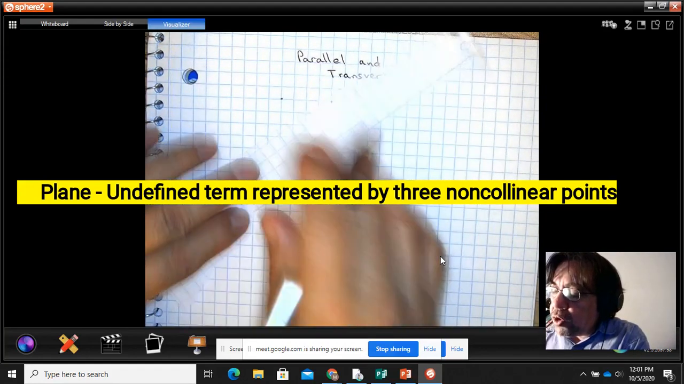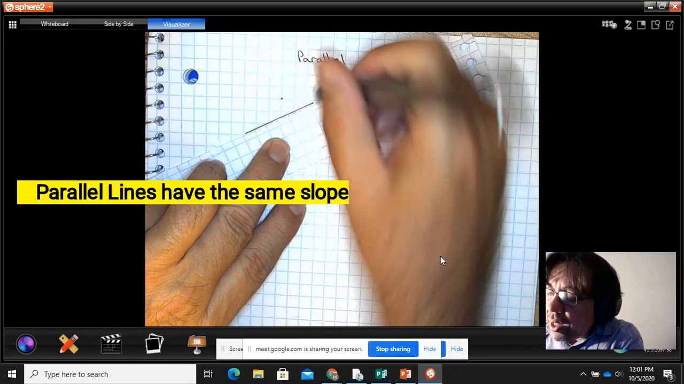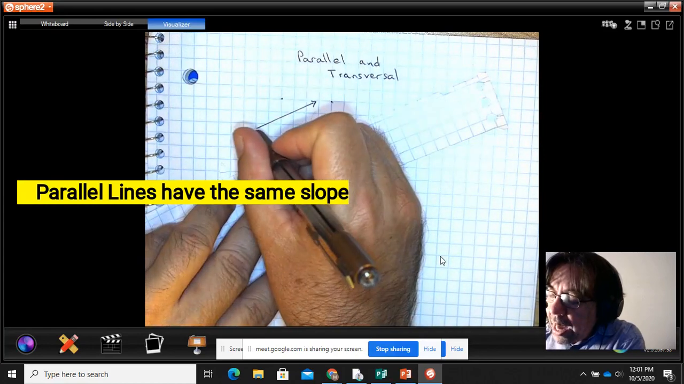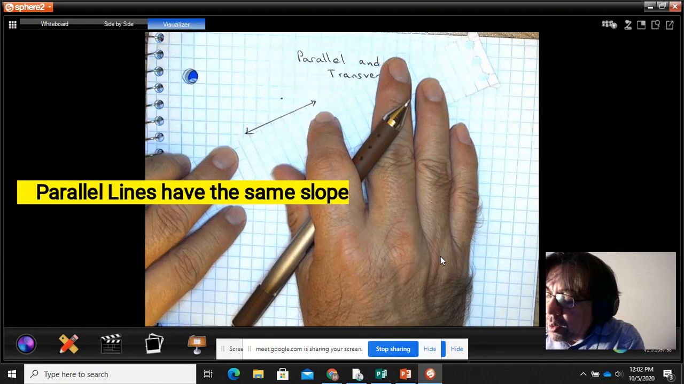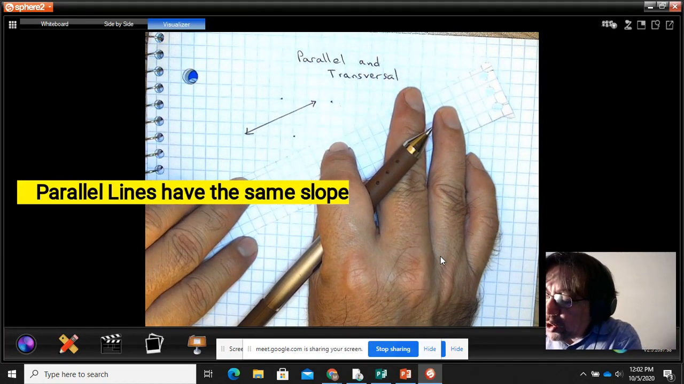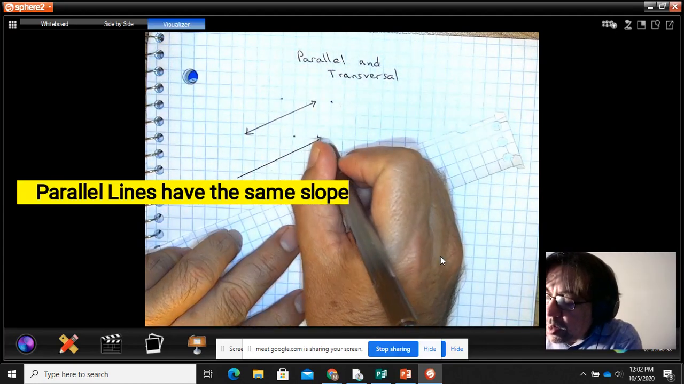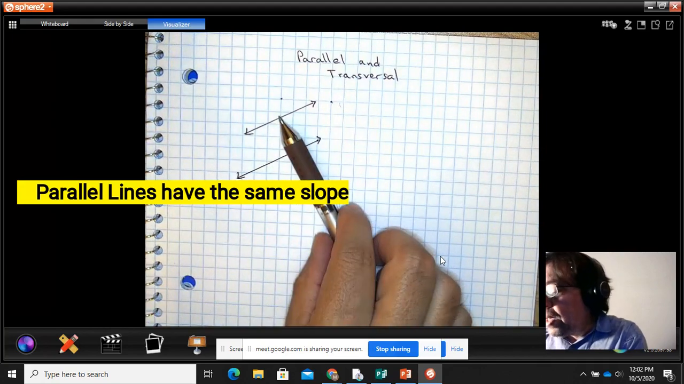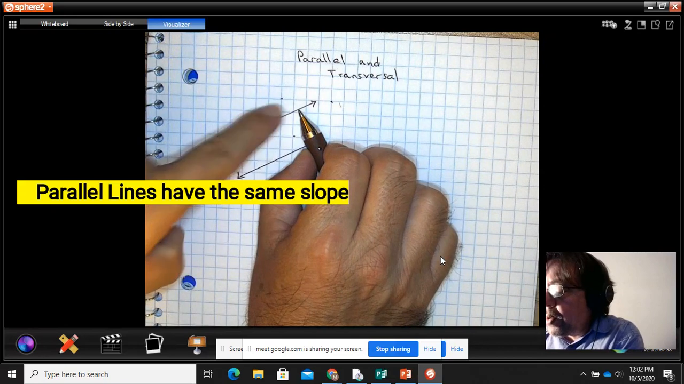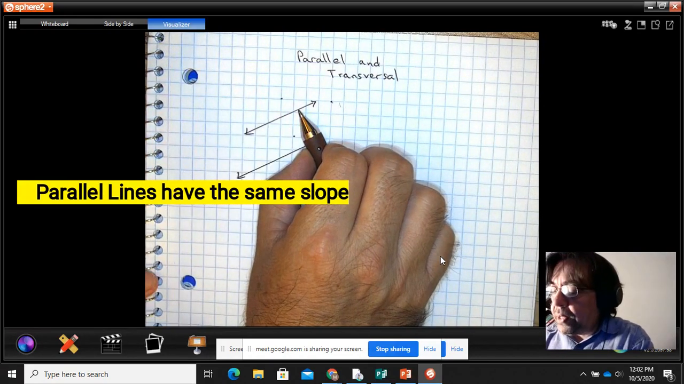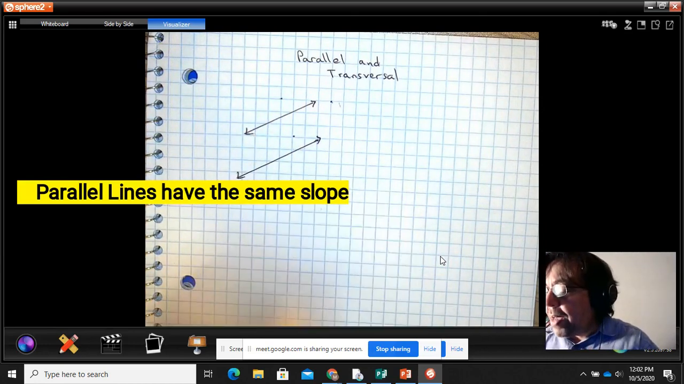What I'm going to do is draw two parallel lines on that plane. How do I ensure that the lines are parallel? I ensure that they're parallel by making the perpendicular distance the same. See the distance from there to there? That distance is the same as the distance from there to there. That makes them parallel.